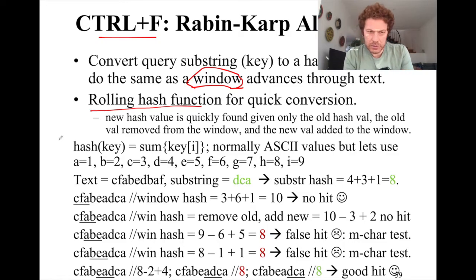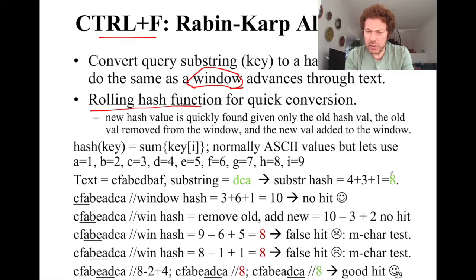So let me be clear. Hash of the key, remember key is a string, so normally we use ASCII characters, but let's keep numbers small. So for A I will use 1, for B 2, for F 6, etc. And my alphabet will have 9 letters only. Just assumptions for simplicity. So the hash function will add them all up. So for the substring BCA, it will be 2 plus 3 plus 1, 6. Okay. Now, start here. So here is the rolling hash idea. It's a very cool idea. What is the window hash? It is 3 plus 6 plus 1, right? Let's look at the mapping here. It is 10.